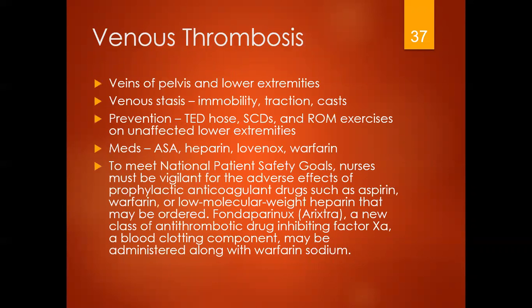Venous thrombosis, okay? This is where the veins of the pelvis or lower extremities, most often, develop a clot, especially with hip fractures. We see this a lot. And immobility, right? Not moving their body. We've got some venous stasis, and we can develop a nice clot in there. TED hose, compression hose, sequential compression devices, and range of motion exercises are going to keep us moving and help with venous return. Aspirin, heparin, Lovenox, warfarin may be ordered both to prevent a venous thrombosis and also to treat a venous thrombosis.